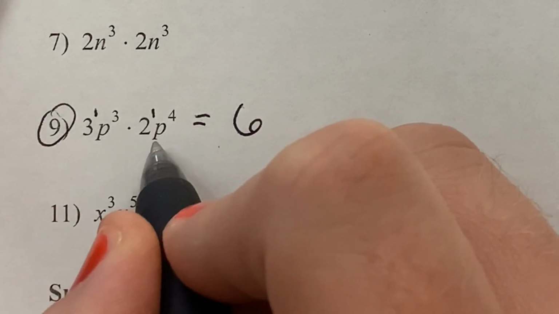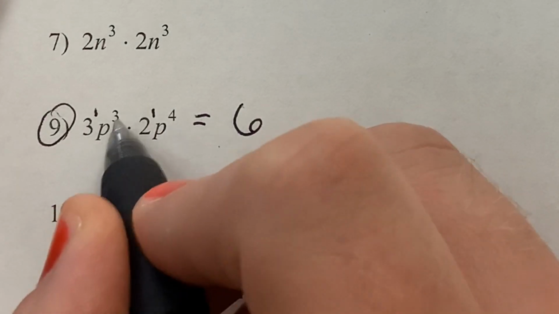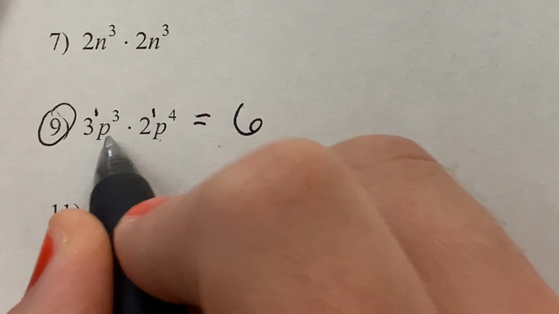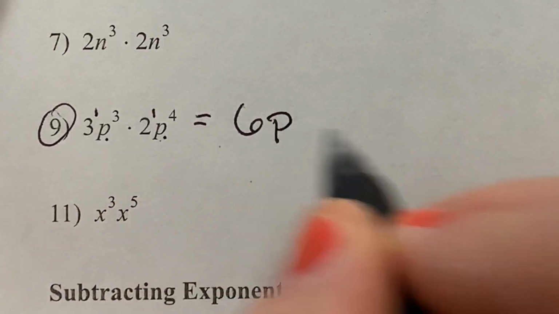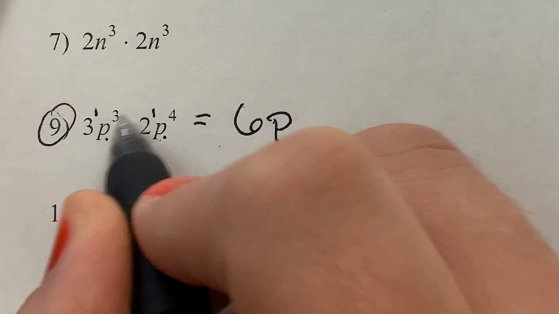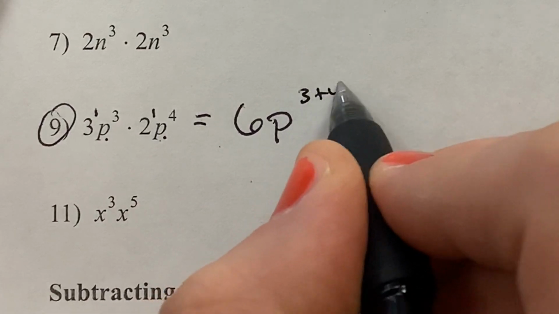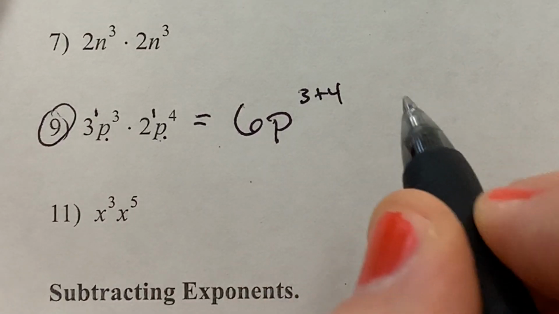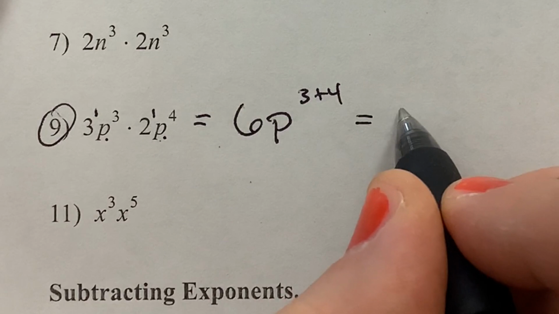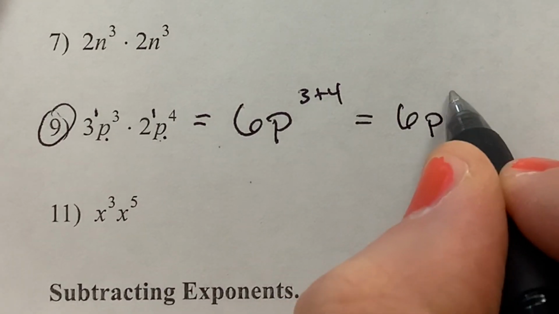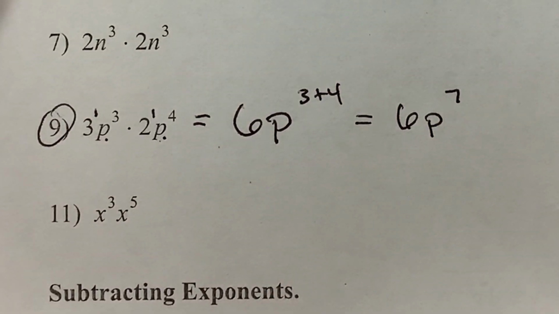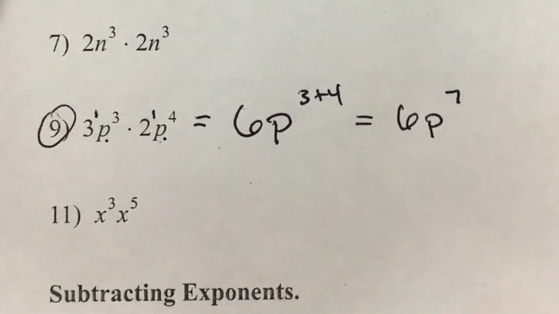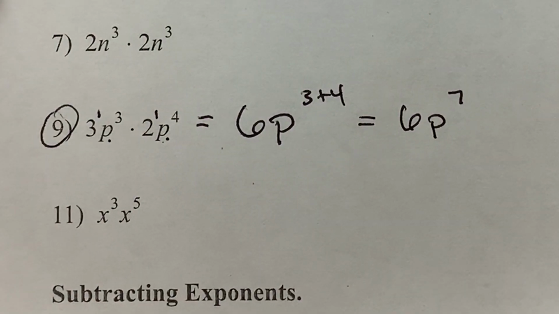And as far as my letters go, they do have the same base: p to the third, p to the fourth. P is the common base in both. So I can put my p here. And then 3 and 4, I can add those together because we're multiplying. So we can add those powers together. And when I rewrite this, I get 6p. 3 plus 4 is 7. 6p to the 7th, and that will be my answer. That is it. Easy peasy, lemon squeezy.